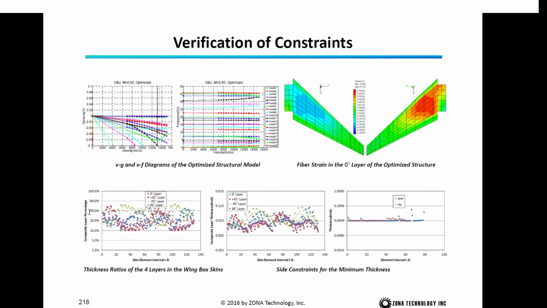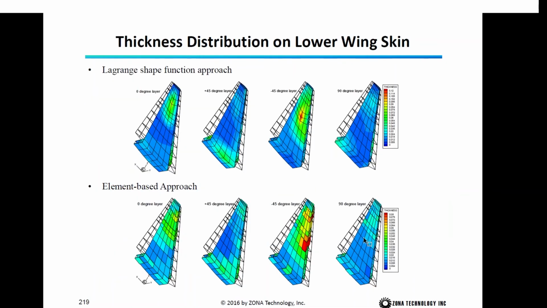We have the DECONLAM, which requires the thickness of each layer to be at least 10% of the total thickness. So if we plot that, you can see each satisfies this constraint, and the minimum thickness for the composite layer is 0.005. You can see they all satisfy this constraint. And the minimum thickness on the spar and rib is 0.04. You can see they all satisfy this constraint.